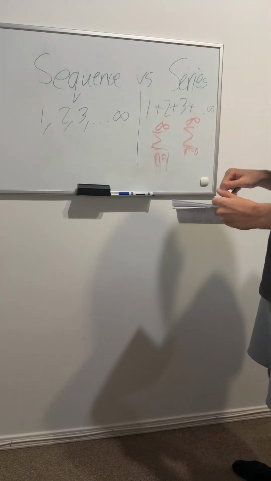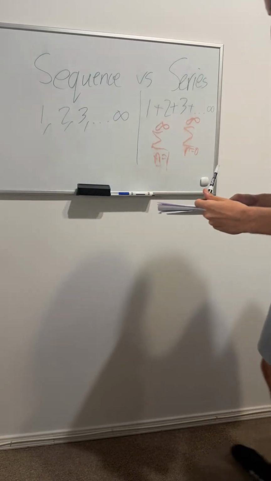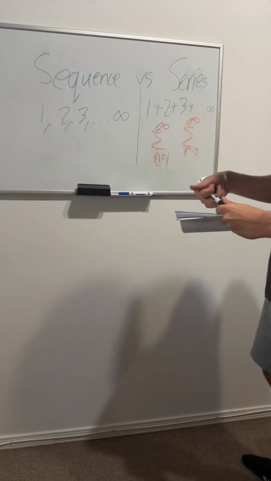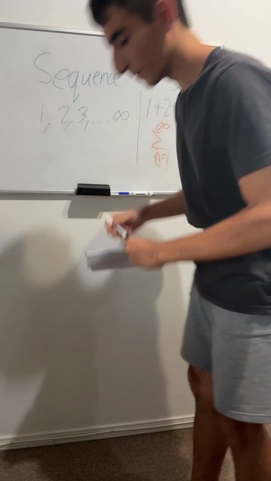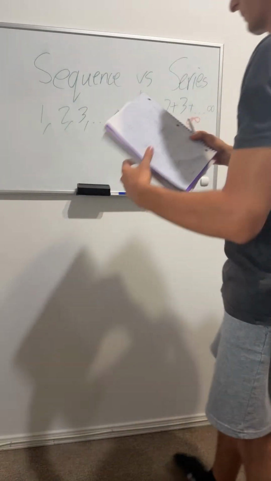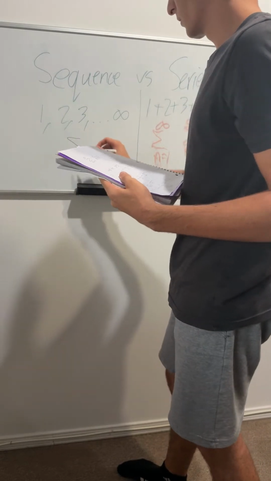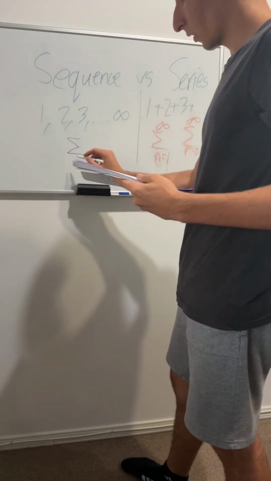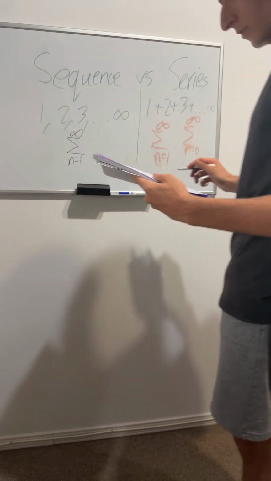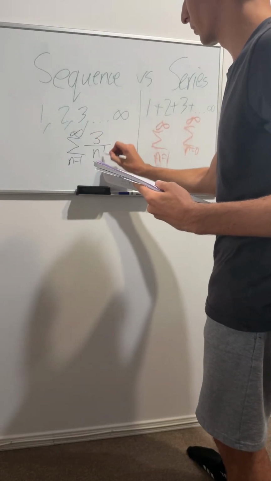Well, an easy example of a series I would think is factorials. Well, it's not so easy. Okay, so what do we have here? We have summation n equals 1, infinity, and then 3 over n factorial.